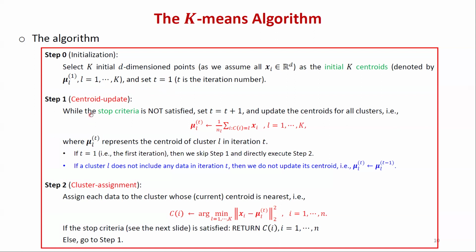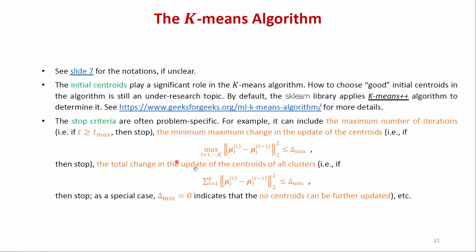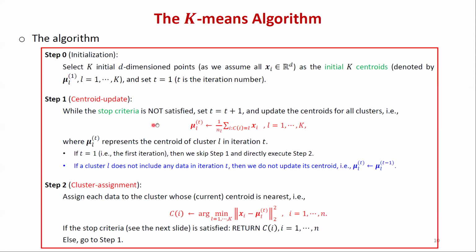And then, when the stop criteria is not satisfied, we will mention the stop criteria in the next slides. Suppose we know the stop criteria, then I set t equal to t plus 1, and then update the centroid for all clusters. That means for the current iteration, for each cluster L, I check how many points are inside my cluster L. I sum all these points and divide by the total number of points in my cluster L, which is NL. So I calculate all the centroids.